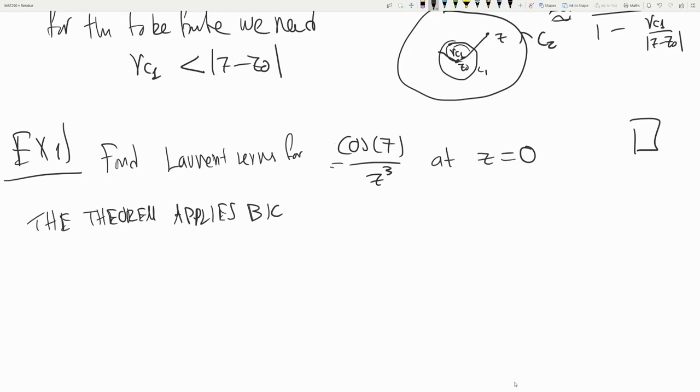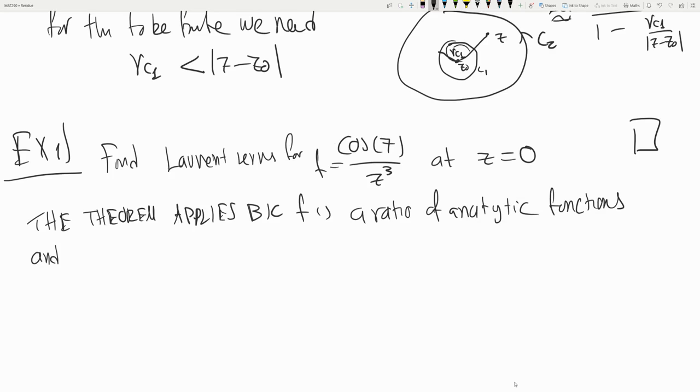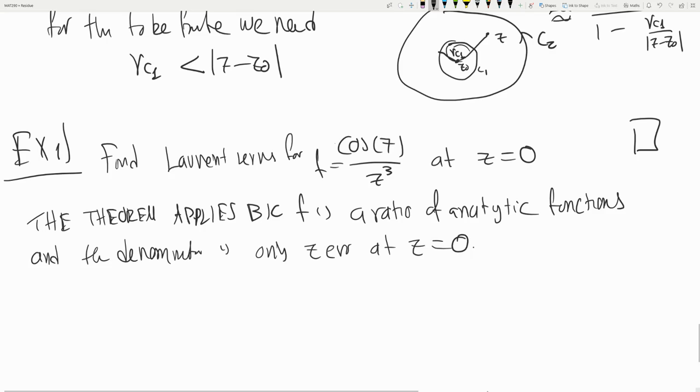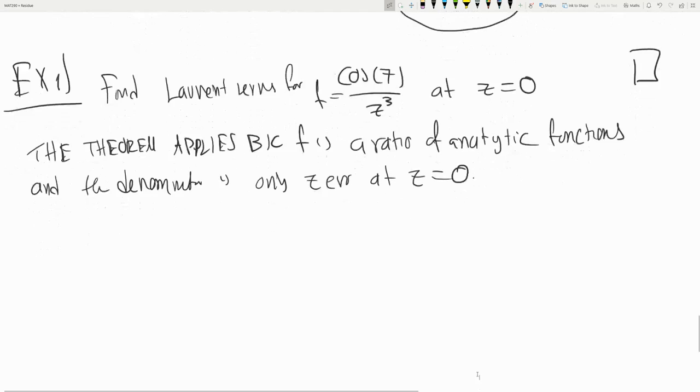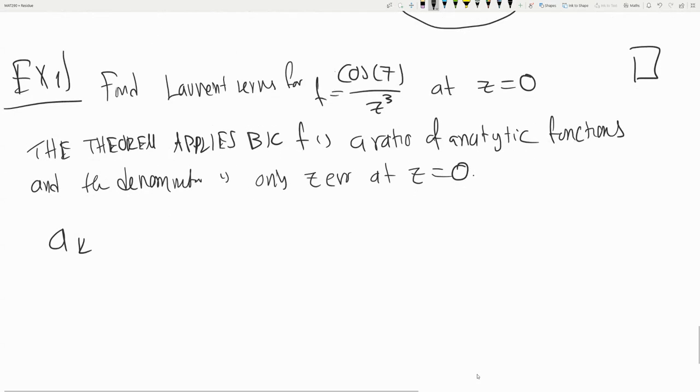because this function is analytic. It is a ratio of analytic functions, and z to the 3, the denominator, is only 0 at 0. Okay, so we're good. Theorem applies. So let's get straight to it. So let's find the coefficient.